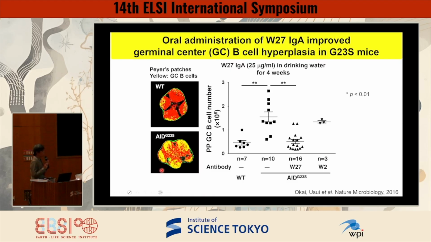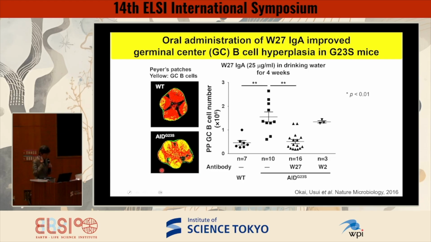So here I show the in vivo experiment. I just administered the W27 IgA in the drinking water for 4 weeks. It is the same procedure as when I administered antibiotics. And then I counted these yellow cells, the spiral patches, the germinal center B cell number. In G23S mice, GCB cells are increased, but W27 administration normalized this. The weak antibody did not do that. Here, it's almost the same as antibiotics treatment.